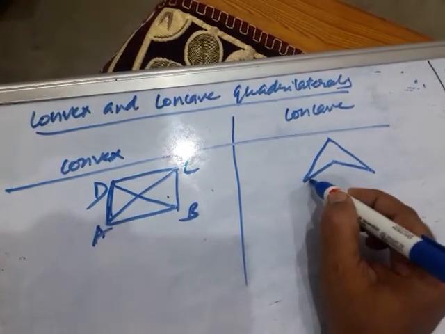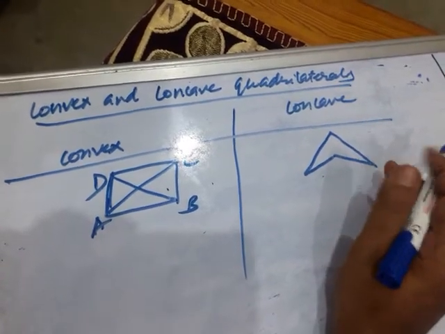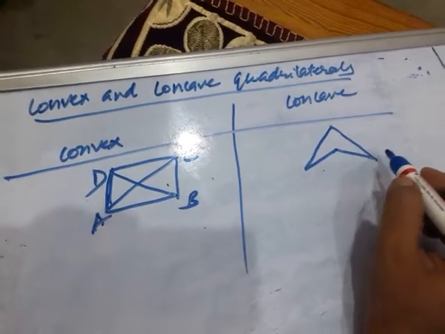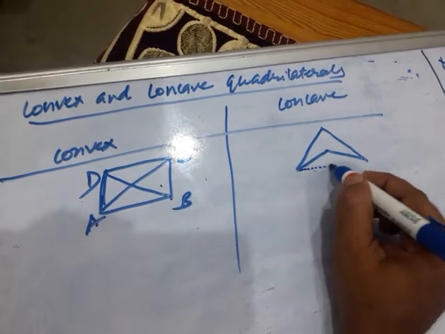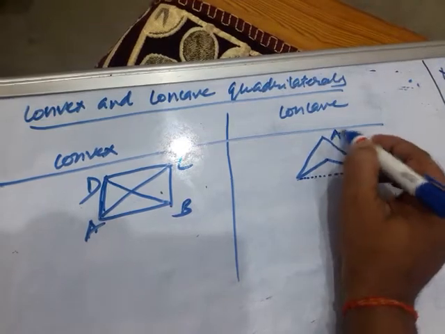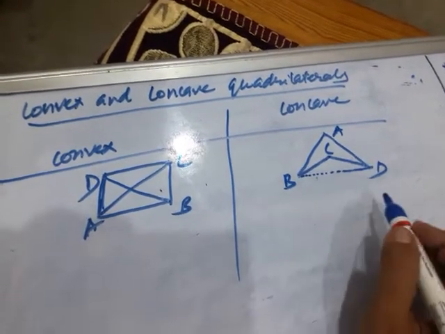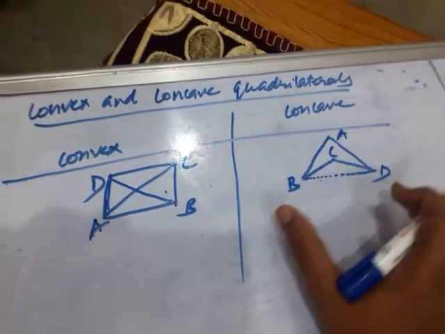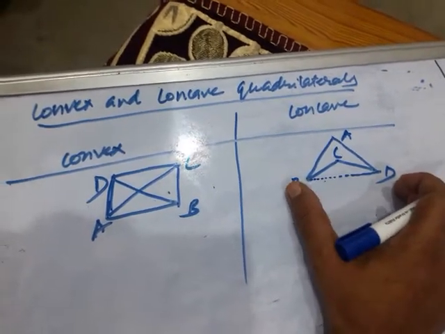See, what is a diagonal? Diagonal is a line segment that joins non-adjacent vertices. This is the diagonal. Okay, let it be A, B, C and D. So diagonal BD is outside the quadrilateral. So this is a very important identification of concave.